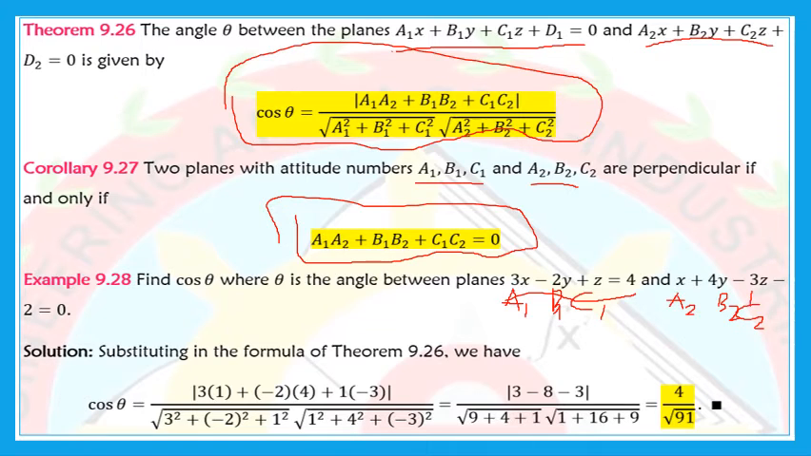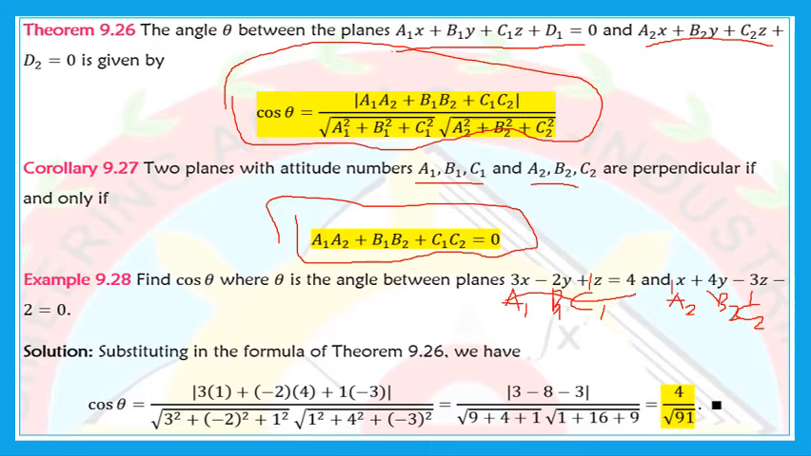Siya yung C sub 2 natin, B sub 2, tapos A sub 2. So, gamitin lang natin yung formula as theorem 9.26. So, ang A sub 1 natin is 3 times 1, ang A sub 2, plus yung negative 2 natin is B sub 1 times B sub 2 na 4, plus P sub 1 na 1, okay, kasi walang nakalagay yung numerical coefficient, times C sub 2 na negative 3.